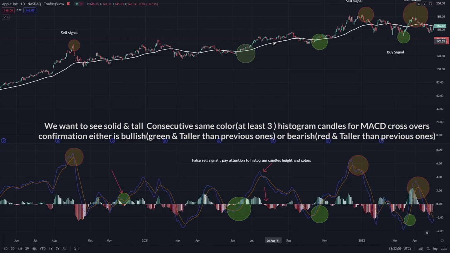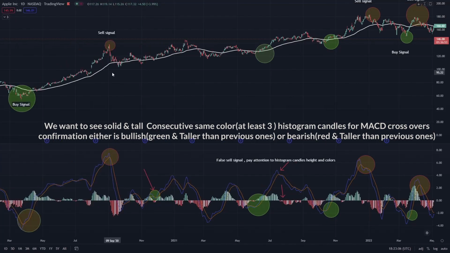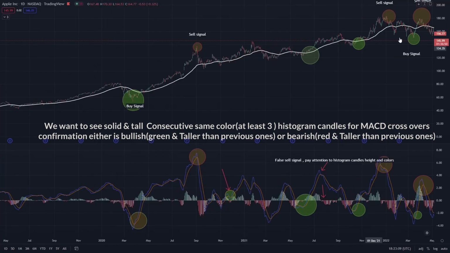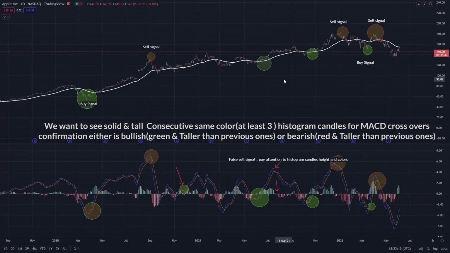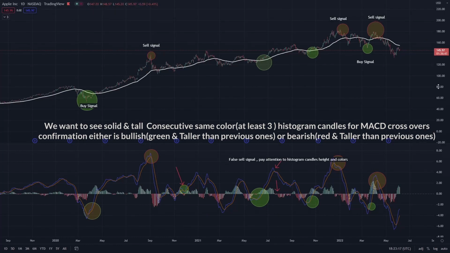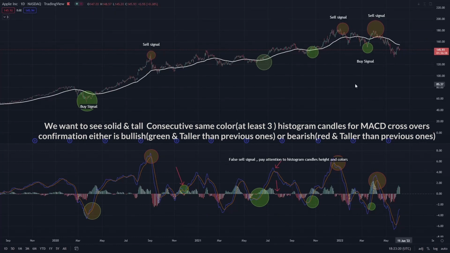Histogram candles strength. And another thing, guys, I suggest you do is, if you see the white line, it's a 50 EMA. The 50 EMA is our guide in finding when we are in an uptrend or downtrend. So usually if the price is above the 50 EMA we are in an uptrend, and if the price is below the 50 EMA we are in a downtrend.